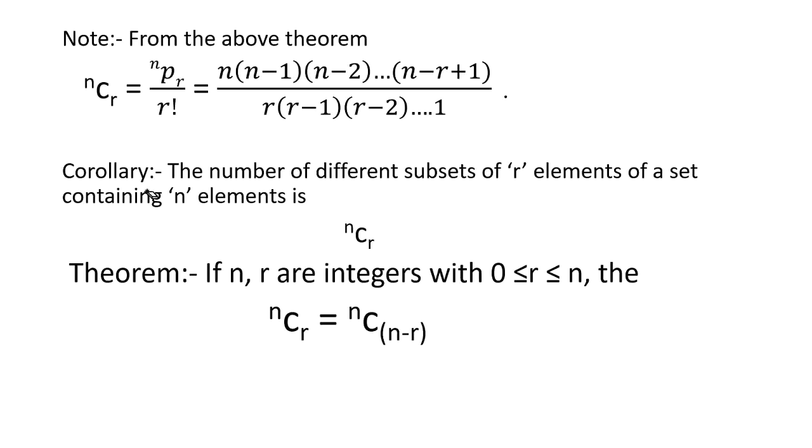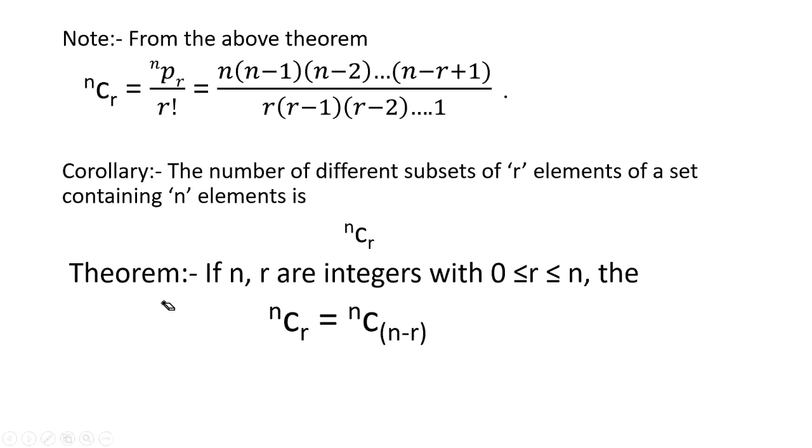Now, the number of subsets with r elements of a set containing n elements is going to be n choose r. I repeat, the number of subsets with r elements of a set containing n elements is going to be n choose r. So whenever you see n choose r, you can treat it as the number of subsets with r elements of a set containing n elements.